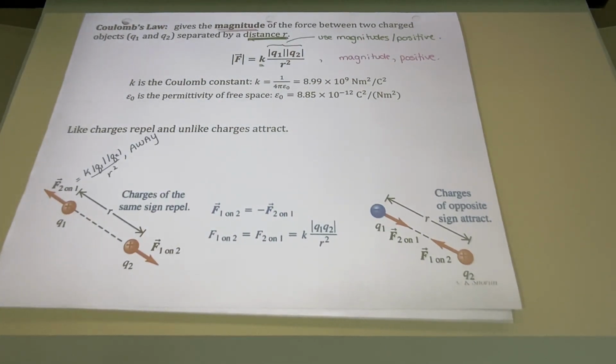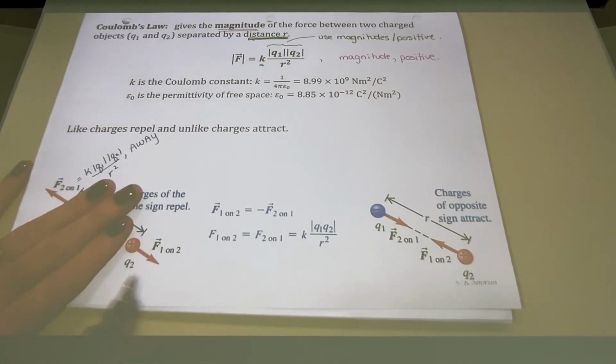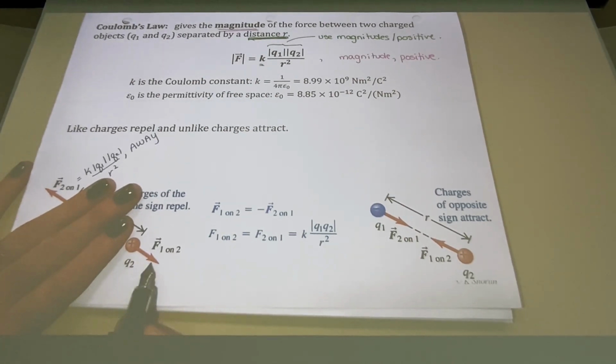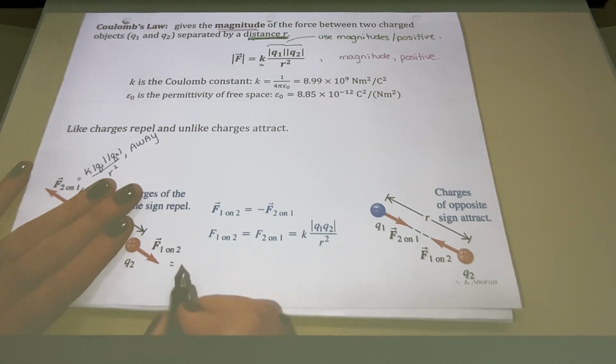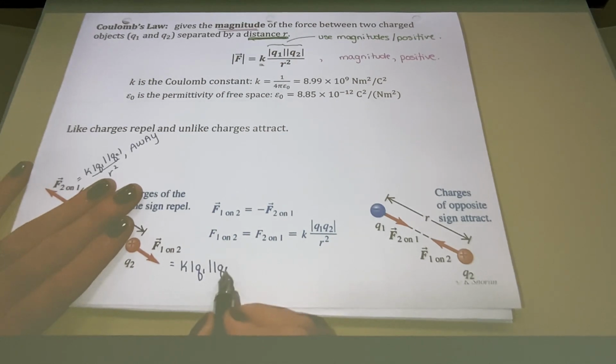Let's look at this for a moment. If, on the other hand, I asked what is the force on charge 2 because of charge 1, I know it's repelled, so it gets pushed away. There's my direction on the picture. The magnitude would be K times Q1 times Q2 divided by R squared. Direction is away.